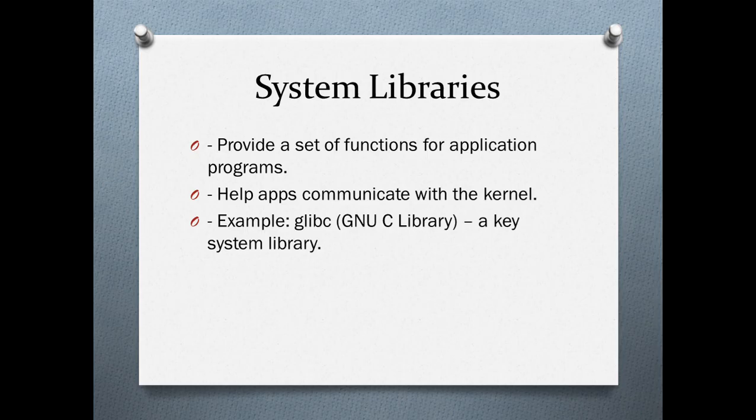Next is the system libraries. These are collections of functions that applications use to communicate with the kernel. A famous one is glibc, the GNU C library. Without libraries, developers would have to write complex code to just perform simple tasks like opening a file or printing to the screen.